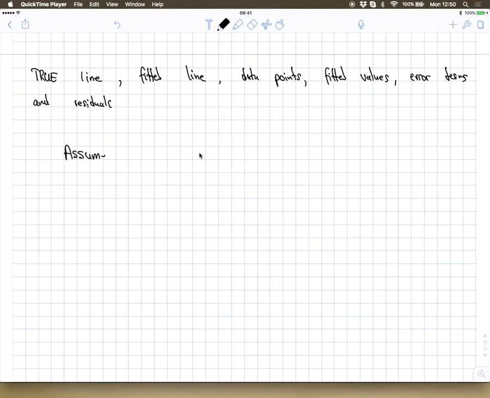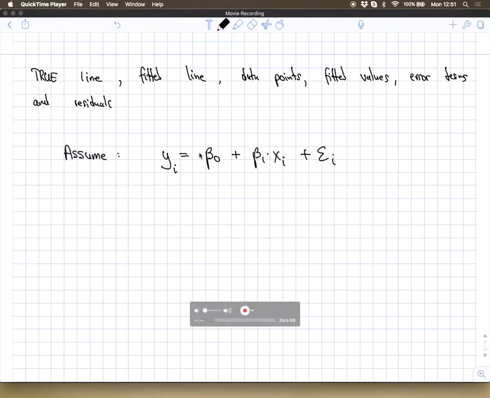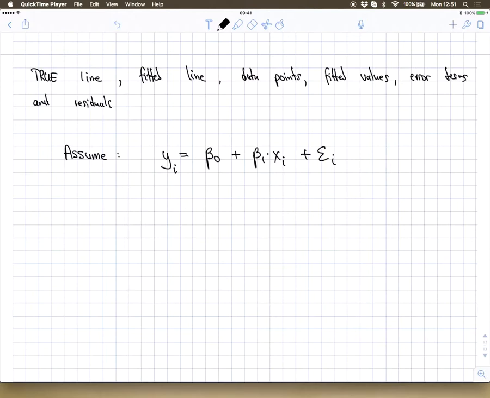Assume y is equal to beta 0 plus beta 1 times x plus epsilon. Or, if I wanted to give you the assumption for every single data point, I could say every single data point will be generated by this. And let me make one further assumption: that the expected value of epsilon i is equal to 0.